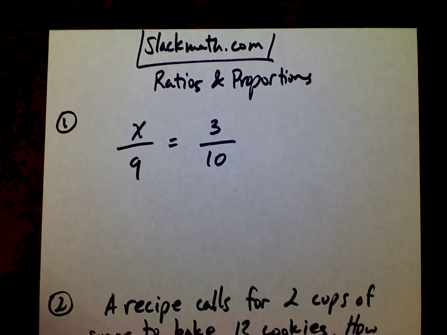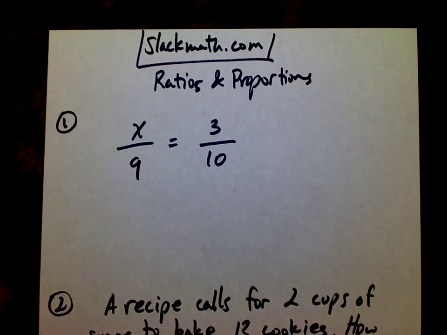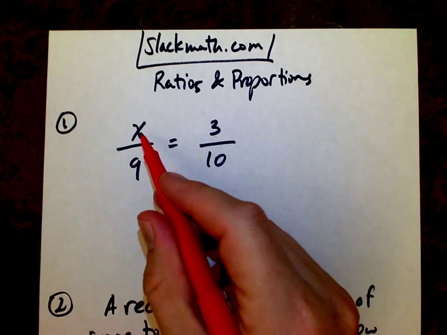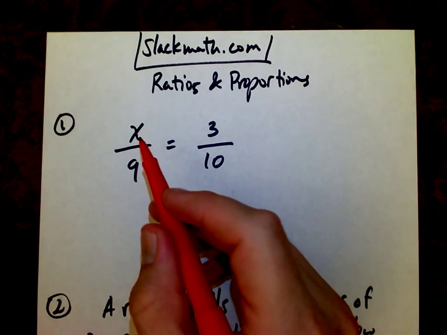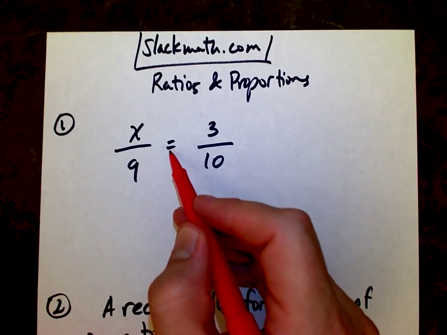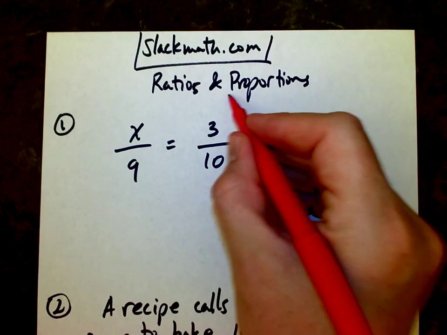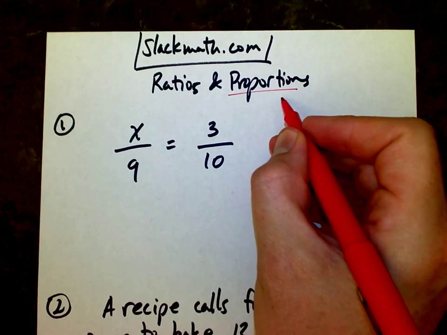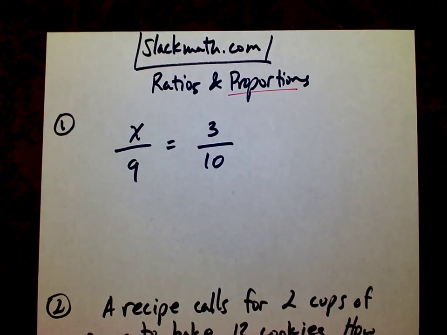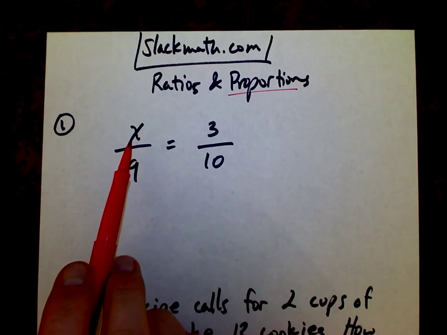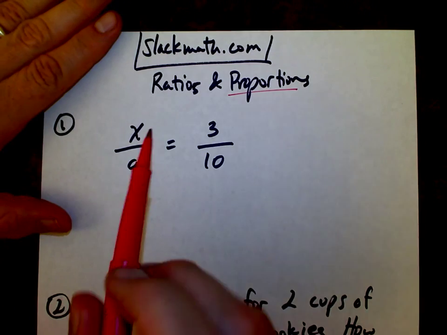Here's a quick review on solving ratios and proportions. So a ratio is a comparison of two numbers. A proportion is when I compare two numbers and they're equal to another pair. In other words, a proportion is when you have a ratio equal to a ratio. There's a simple way to solve these. What you do is what's called cross multiply.